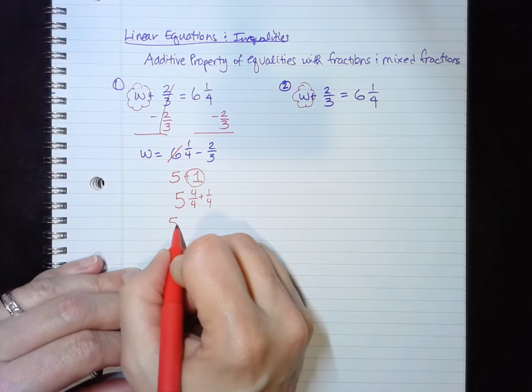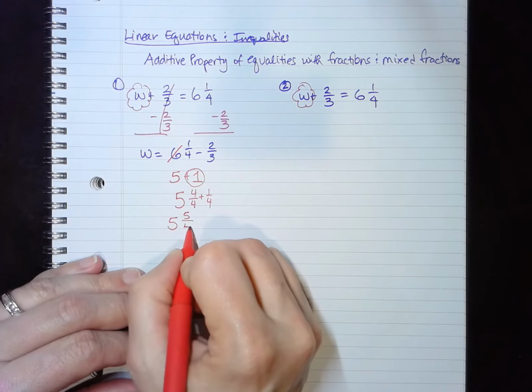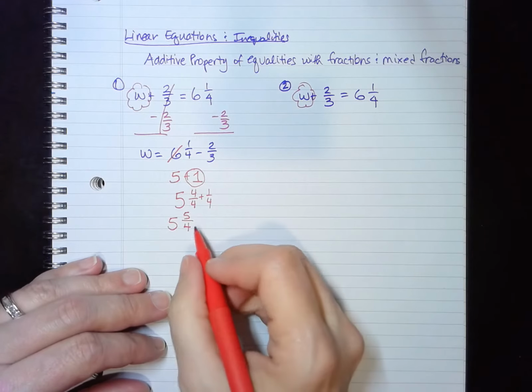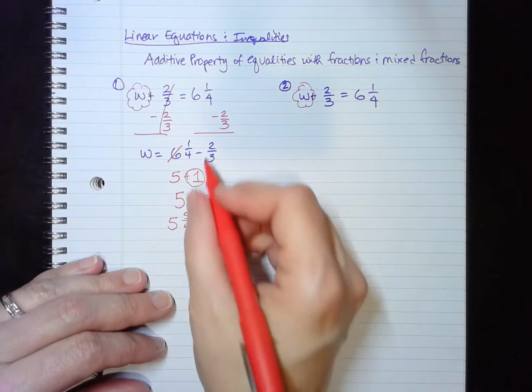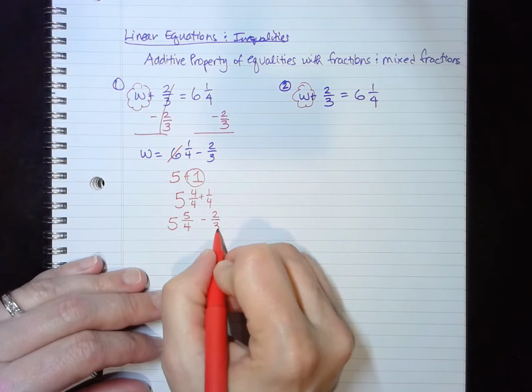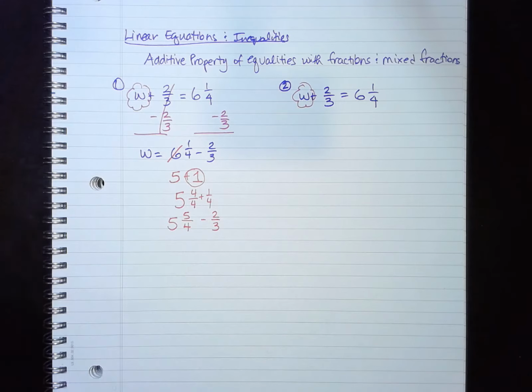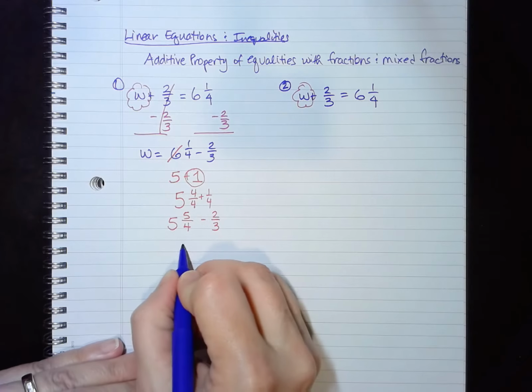So that makes this 5 5/4. And that's where they were getting that 5 5/4 from. And so now you can subtract the 2/3. You still have to find a common denominator, and the common denominator here would be 12.